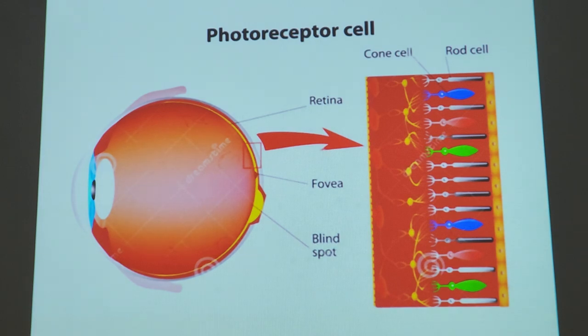So, the concept of photoreceptor. I kind of like this topic because it reminds you that you have things very much in common with plants, especially when it comes to light, okay? What's that? Eyeball. Do you have eyeballs?